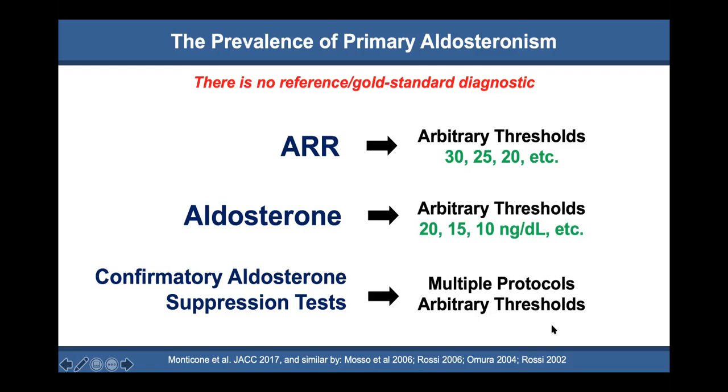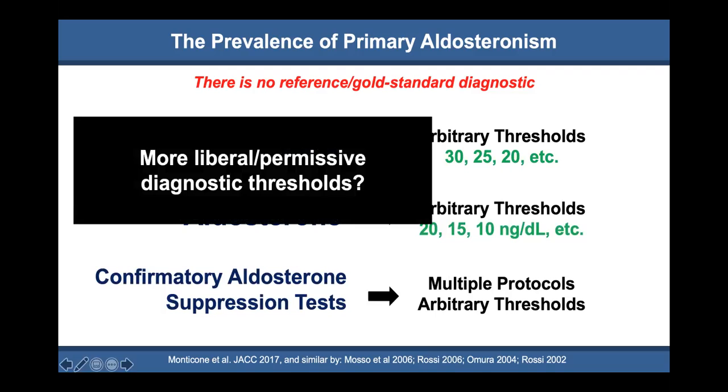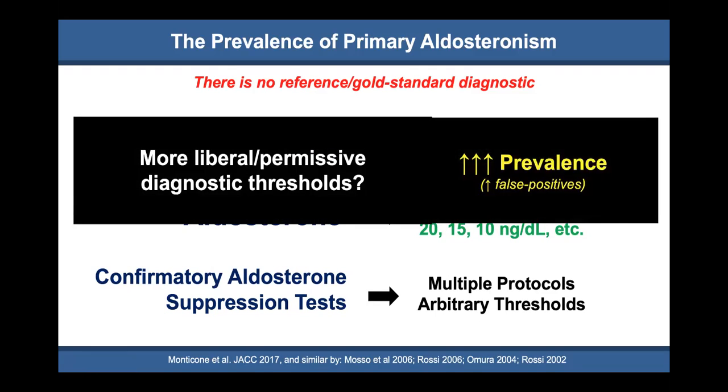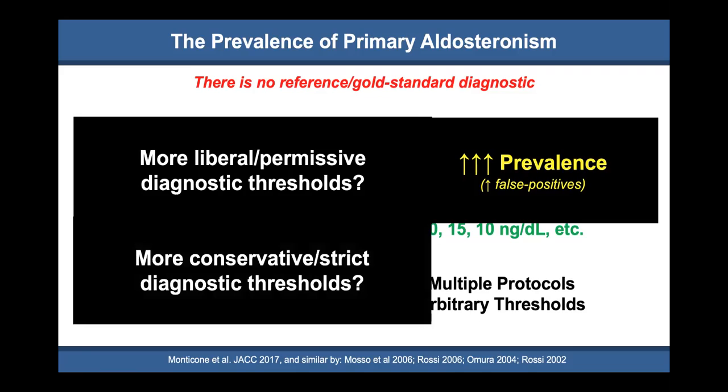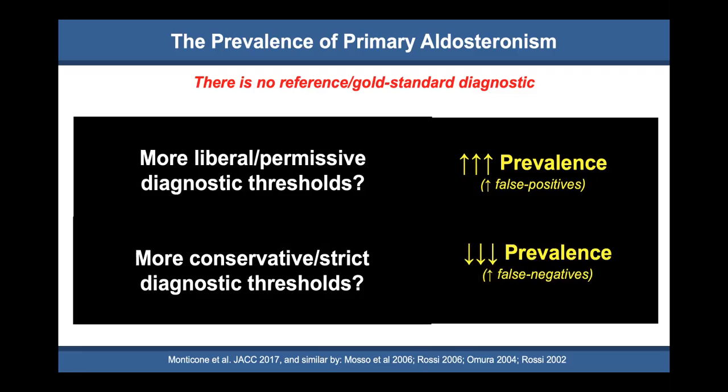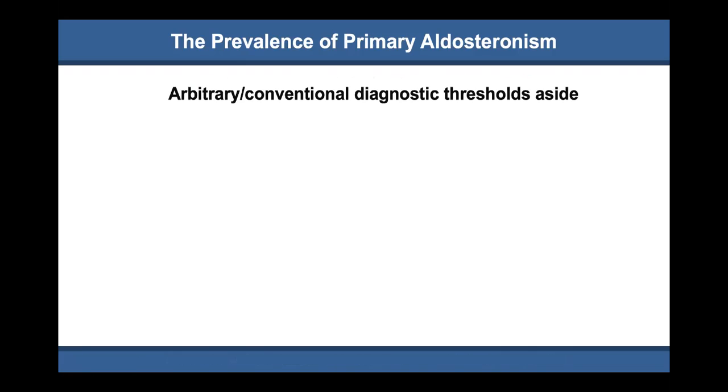So if your philosophy is to use more liberal or permissive diagnostic thresholds, you'll detect more cases of primary aldosteronism. You'll detect more of a prevalence, but it may come at the expense of more false positives. On the other hand, if you philosophically tend to use more conservative or strict diagnostic thresholds, you'll detect fewer cases. You'll report a lower prevalence, but it's going to come at a higher rate of false negatives, more missed cases. So what should we do about this?